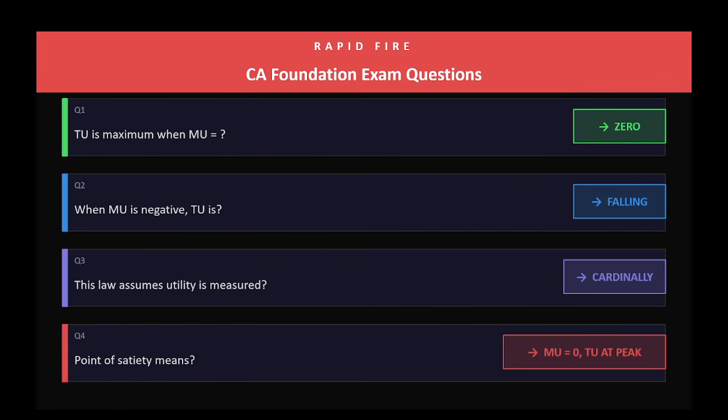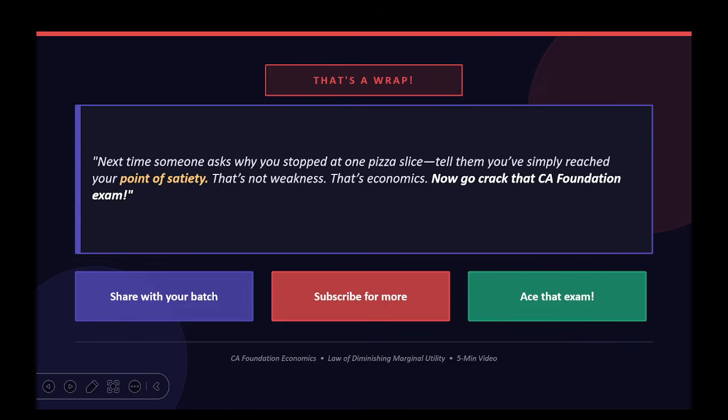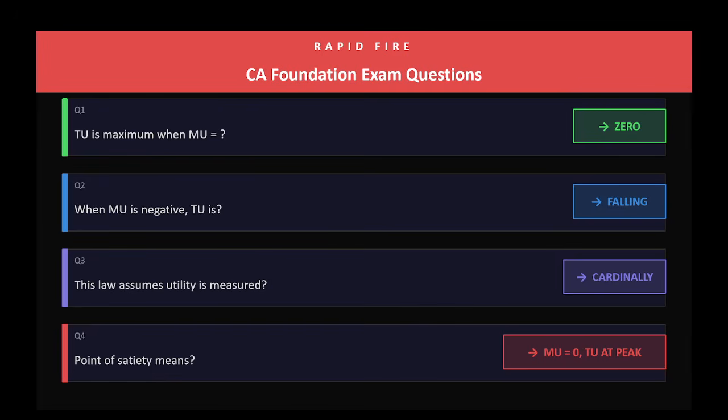Let's move on to the rapid fire questions. Take a pause, take a minute, and then answer. Total utility is maximum when marginal utility is 0. When marginal utility is negative, what happens? Total utility is falling. This law assumes utility is measured cardinally. Thus it comes under assumptions. Point of satiety, what is it? It's the maximum satisfaction. Marginal utility is 0 and TU is at its peak.